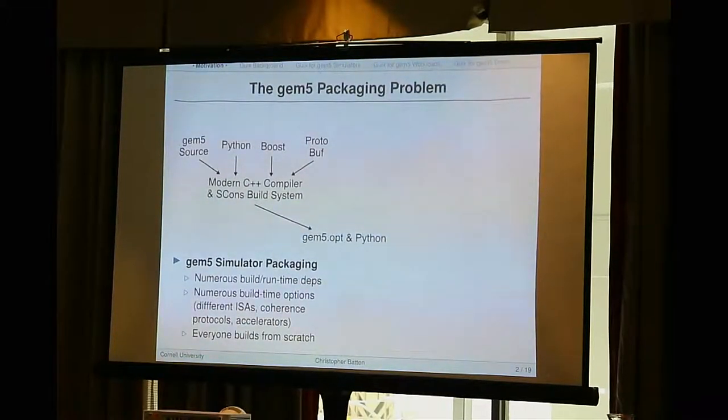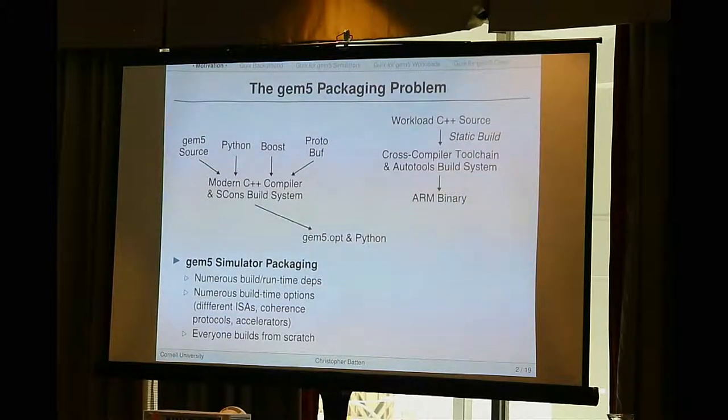And then there's a lot of build time compile options too, right? Different ISAs, different coherence protocols, different accelerators. A lot of these are different compile time options. And so essentially, everyone just basically ends up building gem5 from scratch. But then once you've built gem5 from scratch, you now need a workload to run on gem5. So you've got that C++ source code. You're going to need a cross-compiler, probably. Whatever build system the workload under interest requires, you might need to do a static build if you're going to do syscall emulation.